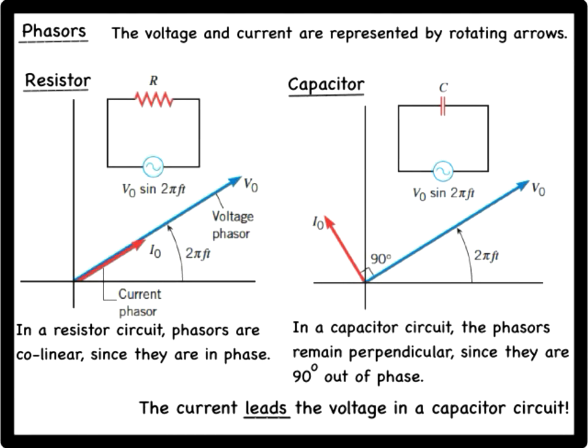Note from the two circuit diagrams that the instantaneous voltage across the resistor or the capacitor is V0 sine 2πft. We can find this instantaneous value of the voltage directly from the phasor diagram. Imagine that the voltage phasor V0 in this diagram represents the hypotenuse of a right triangle. Then the vertical component of the phasor would be V0 sine 2πft, which is the instantaneous voltage. In a similar manner, the instantaneous current can be found as the vertical component of the current phasor.